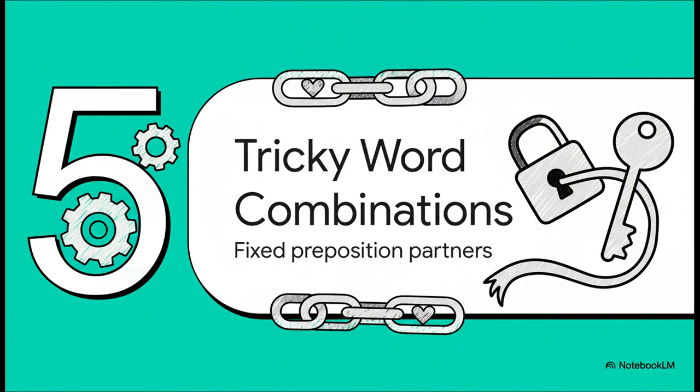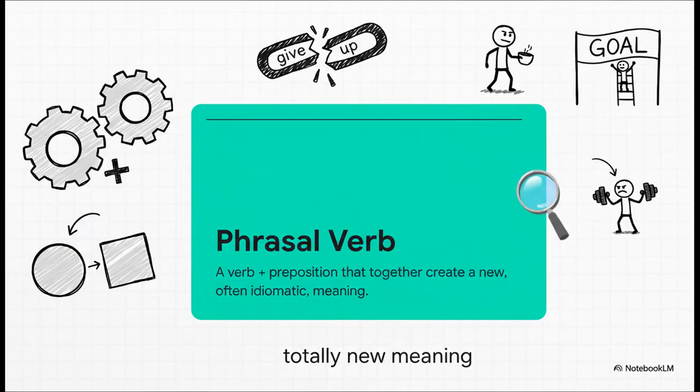Okay, let's level up. Sometimes a preposition doesn't follow a general rule because it's basically married to another word. This is where we have to stop thinking about individual words and start learning fixed phrases. And that brings us to phrasal verbs. This is when a verb and a preposition team up, and together they create a totally new meaning that you would never guess just by looking at the two words separately.